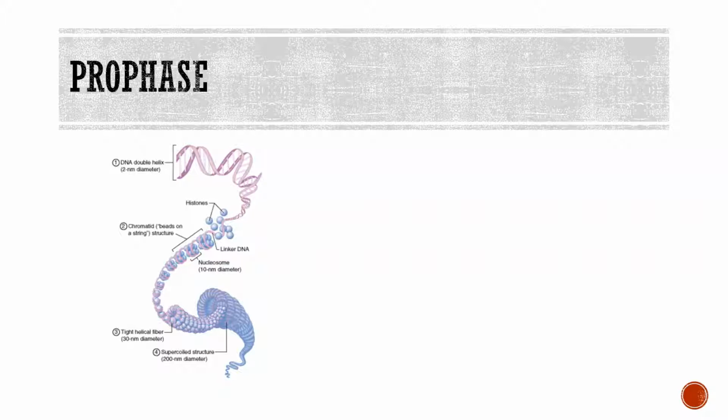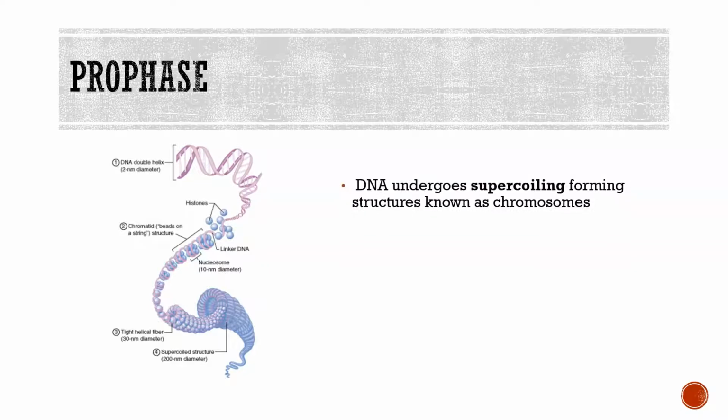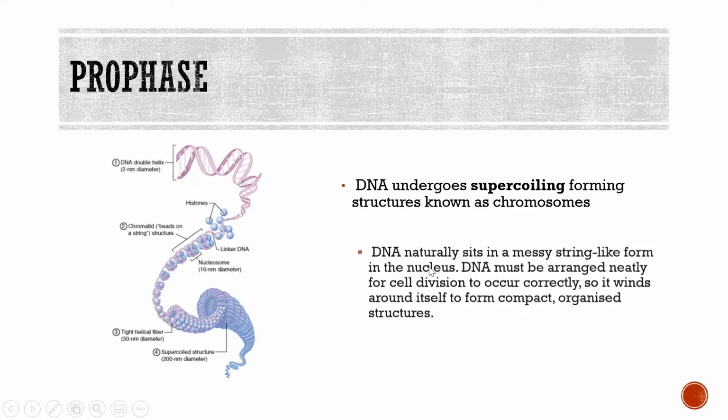From the interphase, we're now moving into mitosis. Our first phase of mitosis is the prophase. Here, our DNA undergoes supercoiling. So from just being a spaghetti of DNA in the nucleus, the DNA now supercoils, and it coils up around what we call histone proteins.